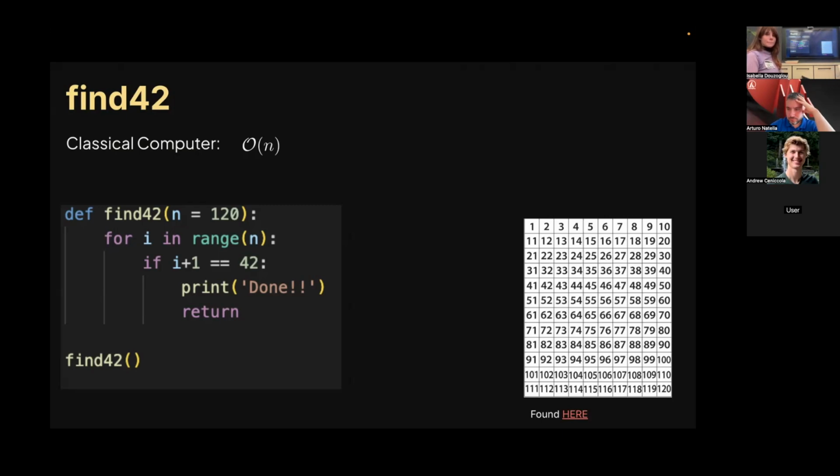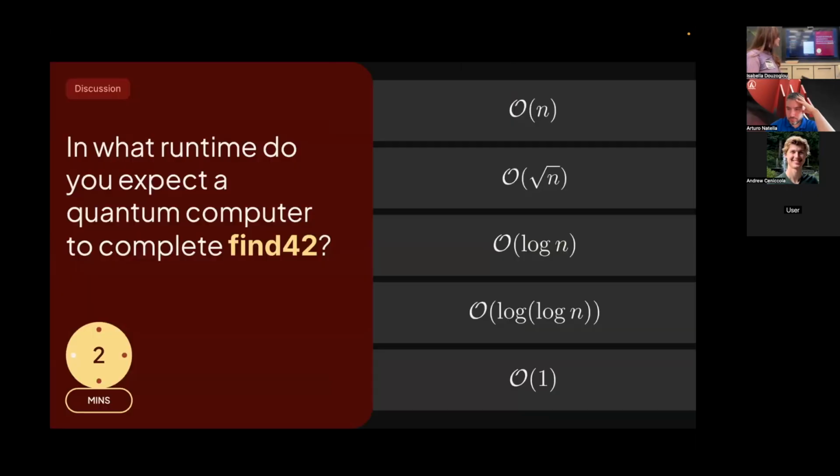All right. Does everybody understand Find 42? Yeah. Excellent. All right. Now, in what runtime do you expect a quantum computer to complete Find 42? Based on what you know so far about quantum computing from pop science. I would expect it to be the square root of that.